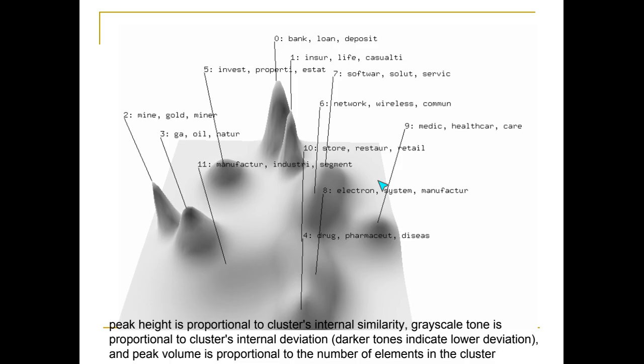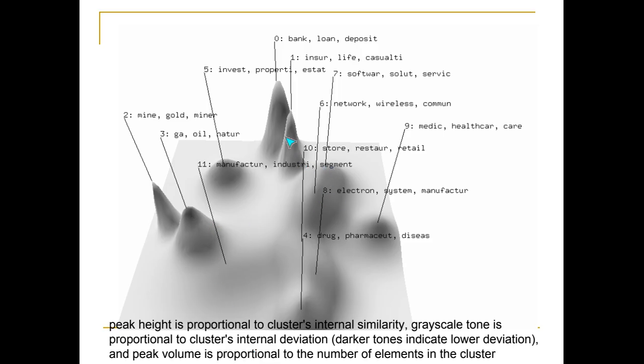Related to that is the idea of making it in 3D and remembering the base. Here they explain what it is. So the peak height is proportional to the cluster's internal similarity. So if it's really high, that would be the equivalent of the dots being close together in the previous visualization. Grayscale is proportional to cluster internal deviation. So here they're using color to see how much articles differ from each other. And the peak volume, the volume itself, relates to the number of elements in the cluster.